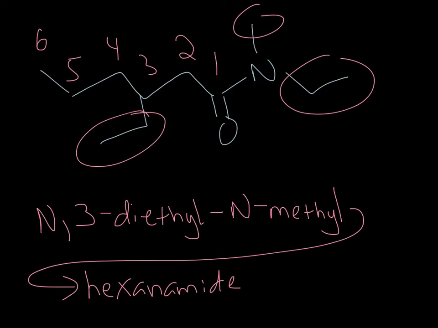So we know that we have two ethyl groups. One's coming off the nitrogen, one's coming off the carbon 3 in my main chain, and then I have another methyl, and that's coming off the N, which is being used for a locant.